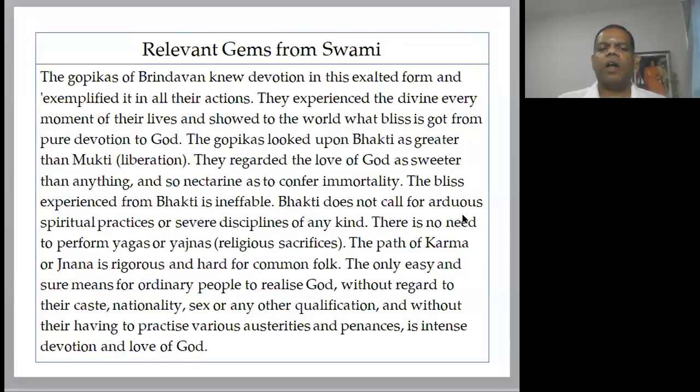Bhakti does not call for arduous spiritual practices or severe disciplines of any kind. There is no need to perform yagas and yajnas, religious sacrifices. The path of karma or jnana is rigorous and hard for common folk. The only easy and sure means for ordinary people to realize God, without regard to their caste, nationality, sex, or any other qualification, and without their having to practice various austerities and penances, is intense devotion and love of God.